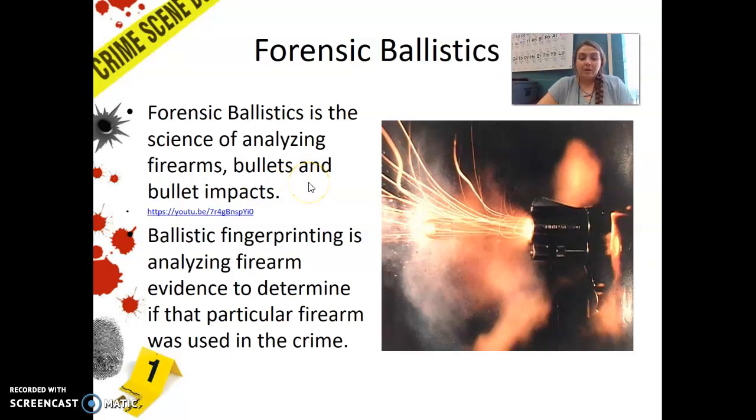There's also quite a bit of math that goes into ballistics. There's trajectory, the angle at which a gun was fired, where it should be heading, and the trajectory inside of a body. You can determine how tall the shooter was based on where the bullet went in and the angle it went in. We'll go through that more later in the year.